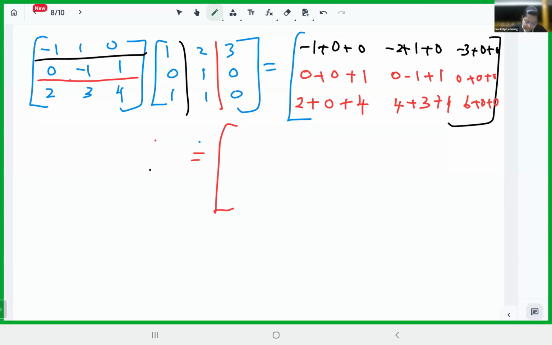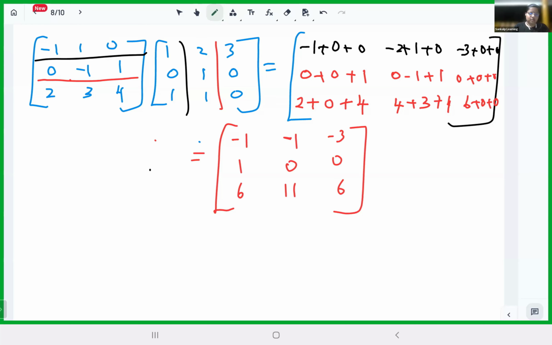Alright, now what are the values? The first one is minus 1, minus 2 plus 1 is minus 1, minus 3 plus 0 is minus 3. This one is 1, this is 0 and this is also 0. 2 plus 4 is 6. 4 plus 4, 8. 8 plus 3 is 11. Then 6. Okay, so this is our matrix. Minus 1, minus 1, minus 3, then 1, 0, 0, 6, 11, 6.